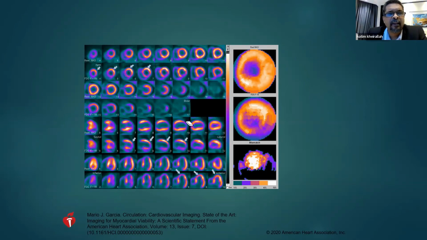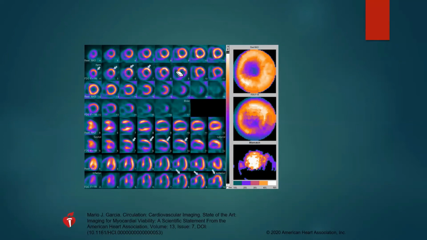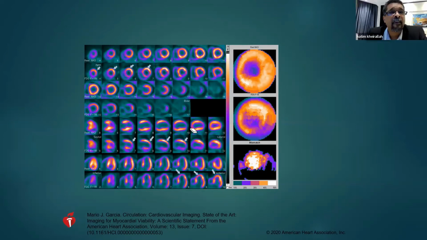The viability of the tissue of the myocardium. Okay, the viability. So do you think it's viable or non-viable? It's not viable. No, it is viable, because in the FDG it takes the tracer.